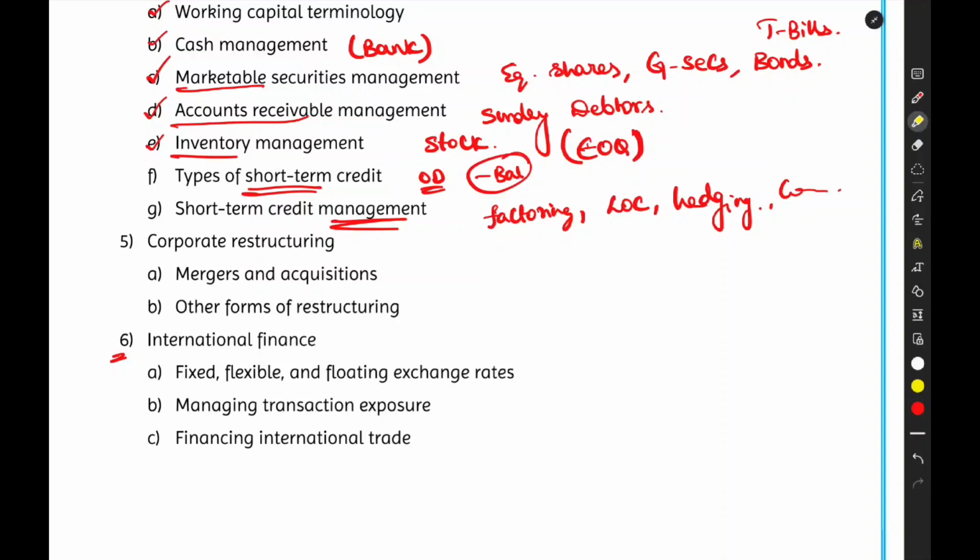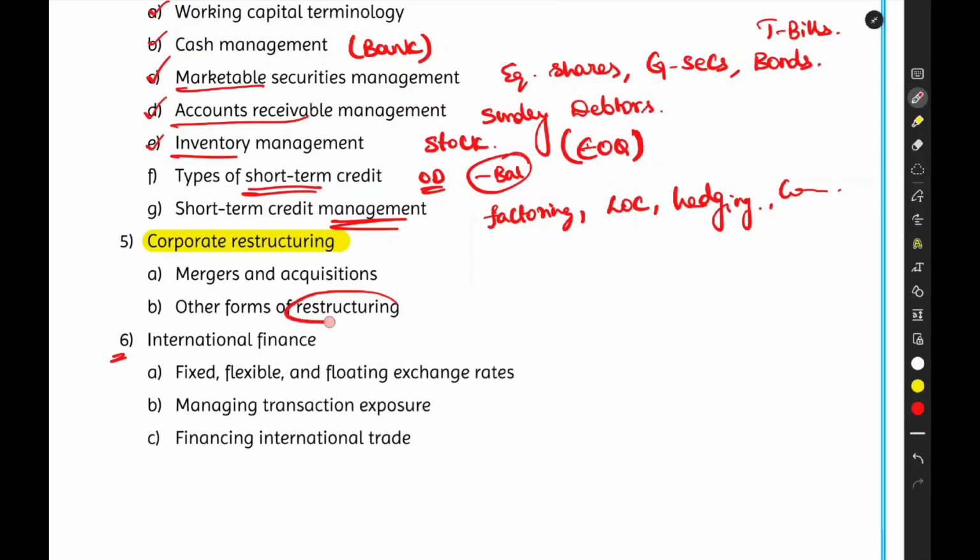Okay, then we have this concept of corporate restructuring. This is a pure theoretical concept, okay, relating to mergers and acquisitions. You know, Facebook has acquired WhatsApp, Facebook has acquired Instagram, Microsoft has acquired LinkedIn, Microsoft has acquired GitHub. So there are a lot of mergers and acquisitions that we keep seeing. Byju's has merged with Akash. So there are so many examples that we can take for mergers and acquisitions, right?